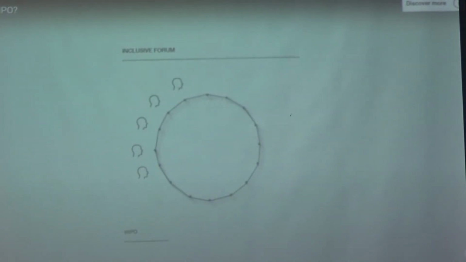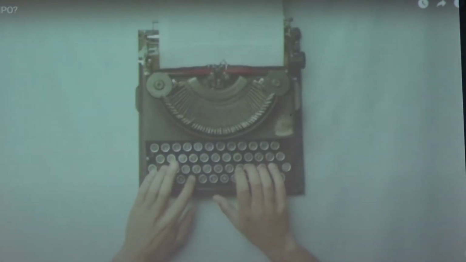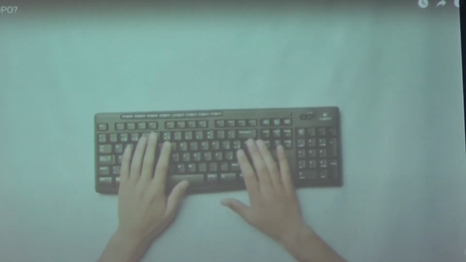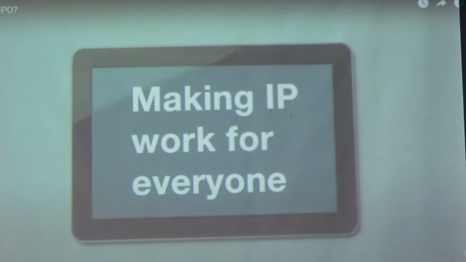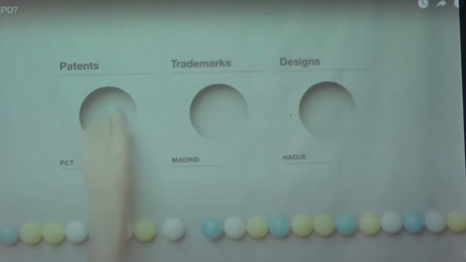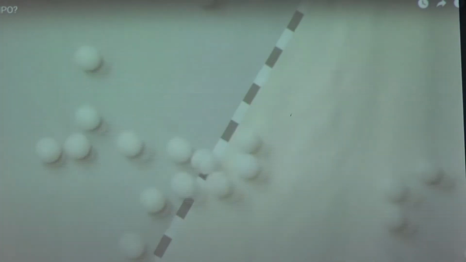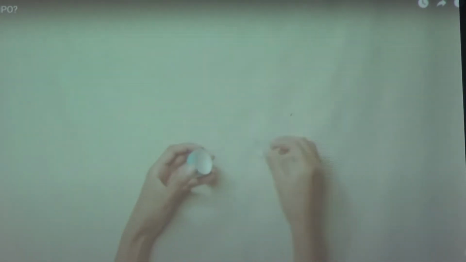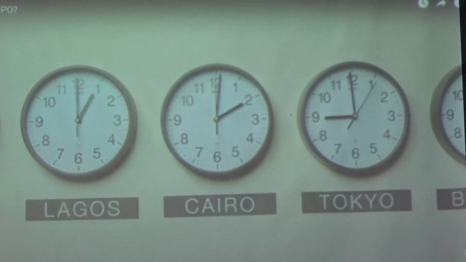WIPO provides a forum where governments debate and shape intellectual property laws, such as copyright laws, to adapt them to the changing needs of our global digital society. WIPO's goal is to make intellectual property work for everyone. WIPO operates international filing systems that make it easier to protect and promote inventions, brands, and designs across borders. Everyone, from individual inventors and small businesses to the world's biggest companies, can file a single application through WIPO's PCT, Madrid, and Hague systems to apply for protection in countries across the world. This saves them time and money.